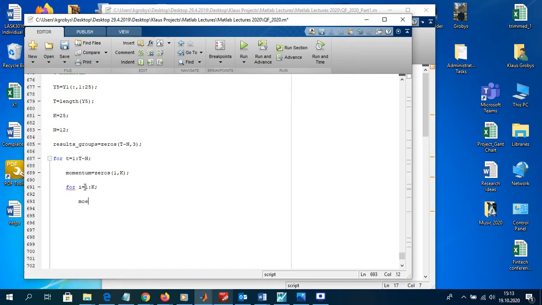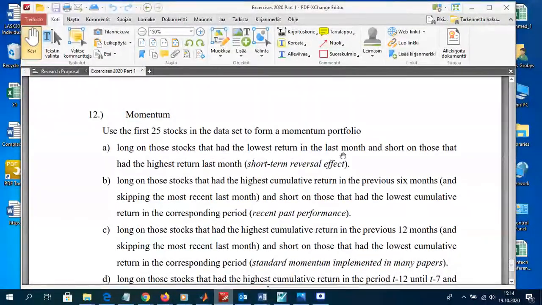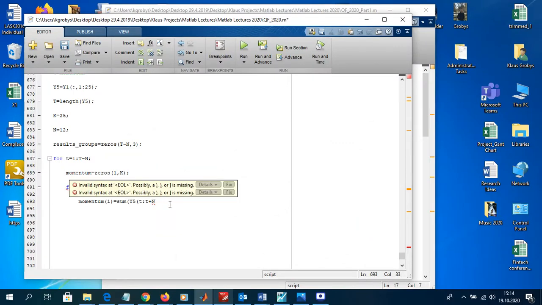In our momentum vector, which still has zero entries, we now put in something. Each entry should be the sum from our Y5, going from t until t plus N. First we wanted to implement the short-term reversal effect, right? And today is time capital N.